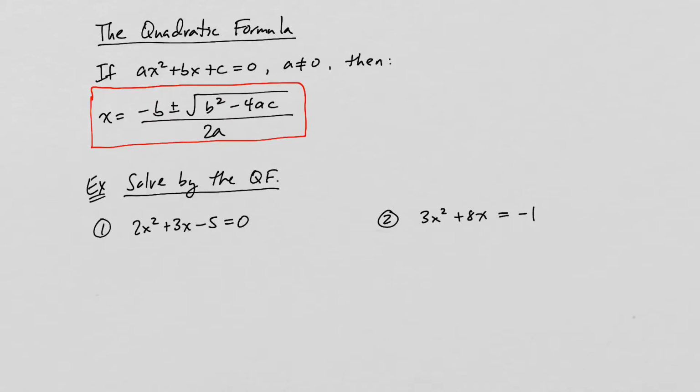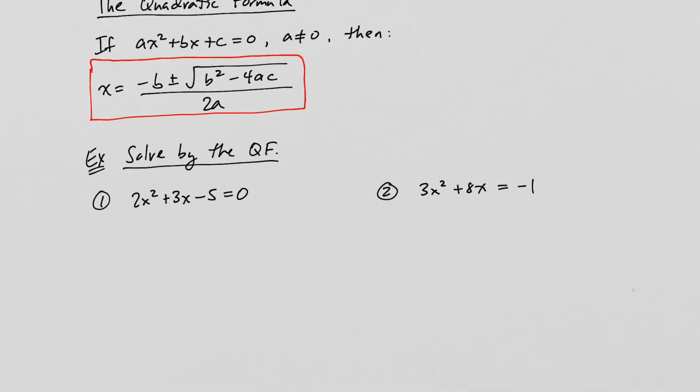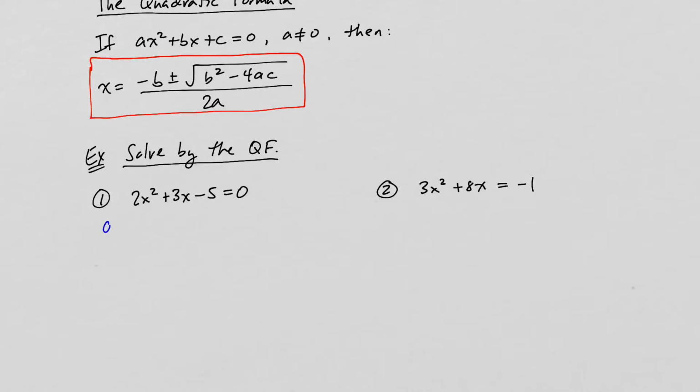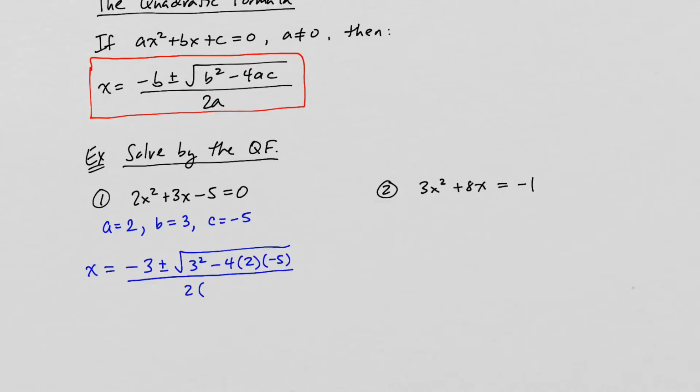So let's go ahead and use the quadratic formula to solve this quadratic equation here. The first thing we need to do is identify a, b, and c. In this particular problem, a is 2, b is 3, and c is negative 5. So a, b, and c are just the coefficients. We're going to take those numbers and plug them into the quadratic formula. So what we have is negative b, which is negative 3, plus or minus the square root of b squared, which is 3 squared, minus 4 times a, but a is 2, times c, but c is negative 5, all divided by 2 times a, and again, a is 2.